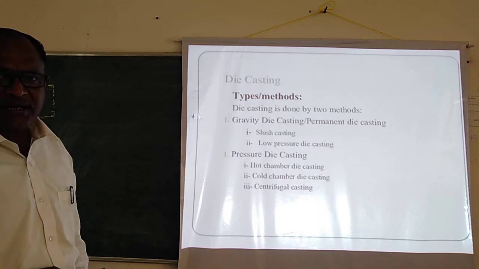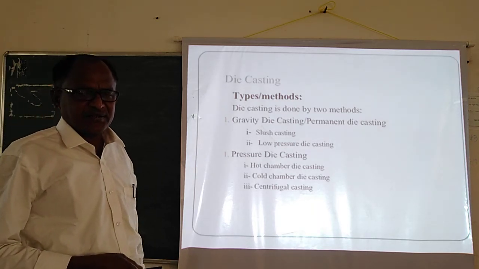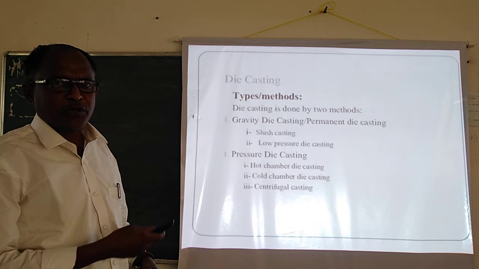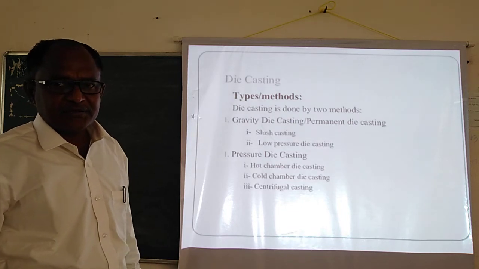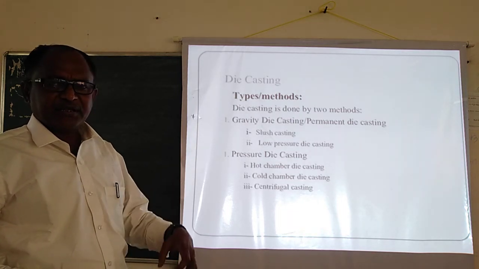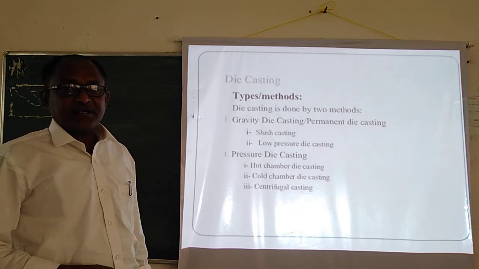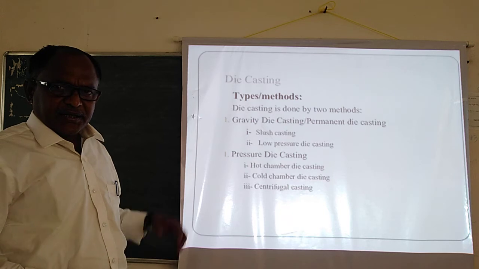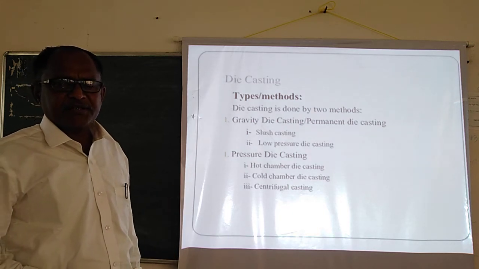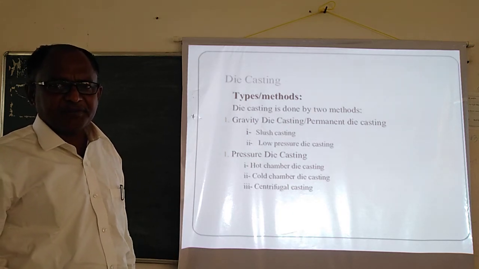One is gravity die casting, means no pressure is required to push the molten metal inside the mold cavity. Because of gravity the molten metal reaches the mold cavity. That is called gravity die casting. And in another process some pressure is required, so that is the high pressure die casting.